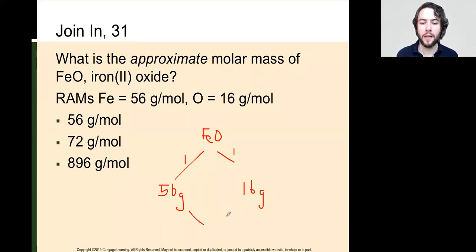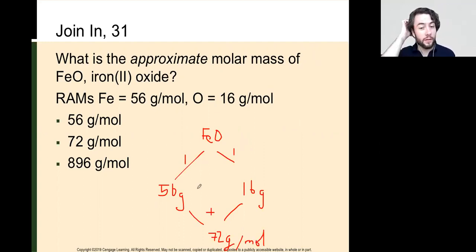So if we add these together, we will get a value of 72 grams. And that is the same as 1 mole of iron oxide. So that's how we get the 72. It's usually just adding it together. So how many atoms are there? In this case, there's one of each, so add them together. Actually they're ions, but anyway, add them together, and we get the molar mass of that compound.